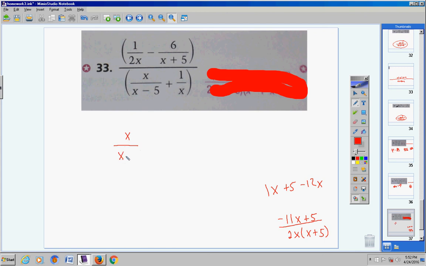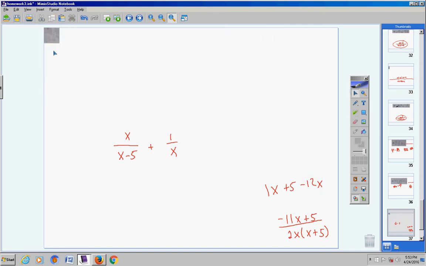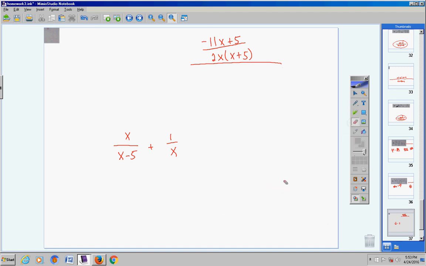x over x minus 5, plus 1 over x. Alright, let's go ahead and slide this over so we have some room to work. And let's get a common denominator. This will be the numerator by the way up here. Let's slide this up here, put a big fraction bar, and there's my numerator. Now, let's go ahead and combine these two. I have a monomial here and no monomial here, so I want an x and an x in my common denominator. I have a binomial here, no binomial over here, so I want my x minus 5 for part of my common denominator. One group of that.